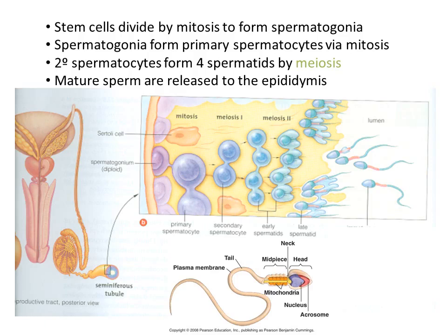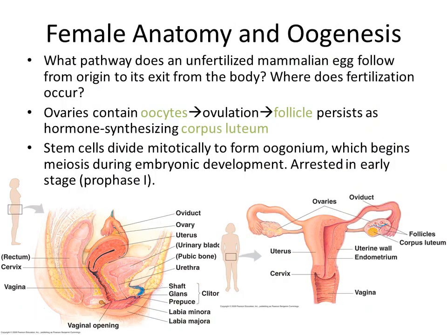There are additional cells within the seminiferous tubules called Sertoli cells. These are in orange in this particular diagram, and they provide nutrients to the maturing spermatids. That an unfertilized mammalian egg follows from its origin to its exit from the body. Where does fertilization occur within the female?